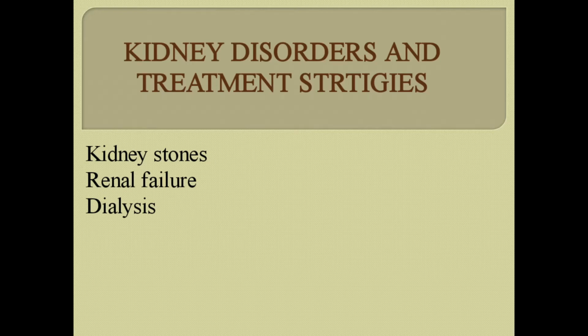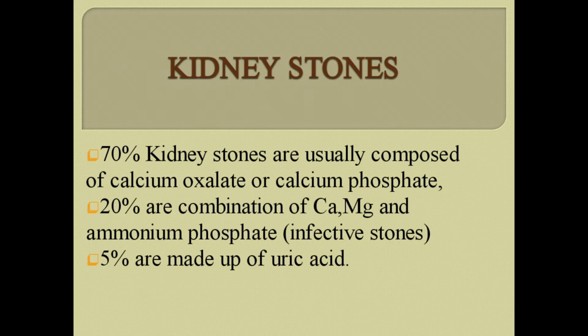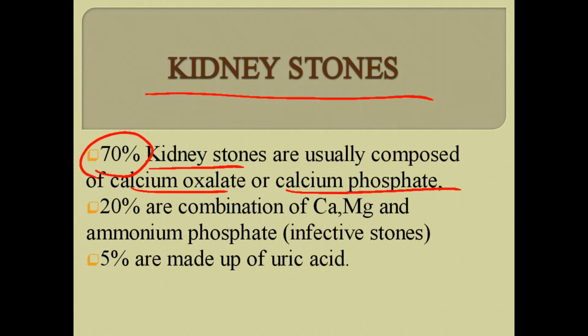The next topic is kidney disorders and their treatment strategies, and under this heading we will discuss kidney stones, renal failure, and dialysis in detail. So the first topic is kidney stones. 70% of kidney stones are made up of calcium oxalate or calcium phosphate, while 20% are combinations of calcium, magnesium and ammonium phosphate.